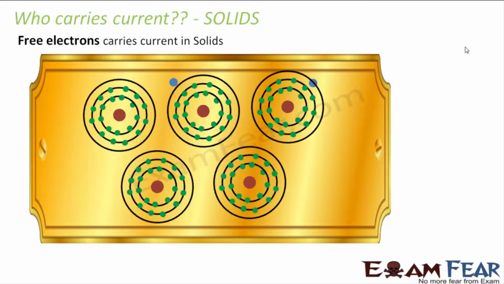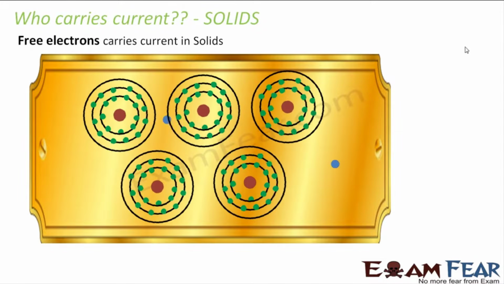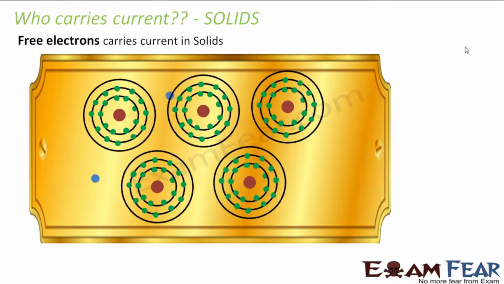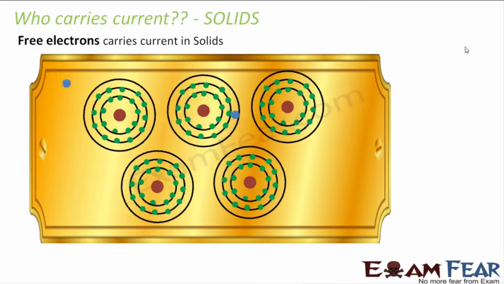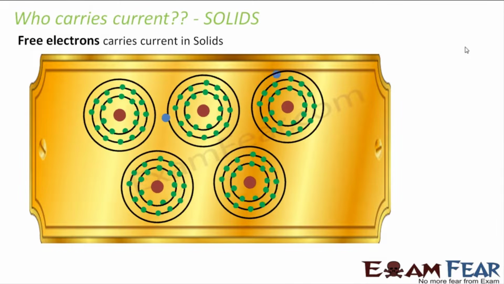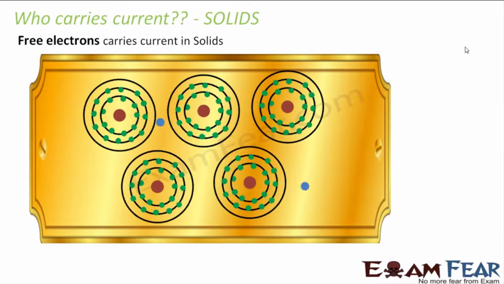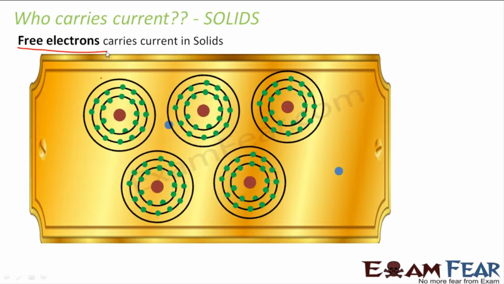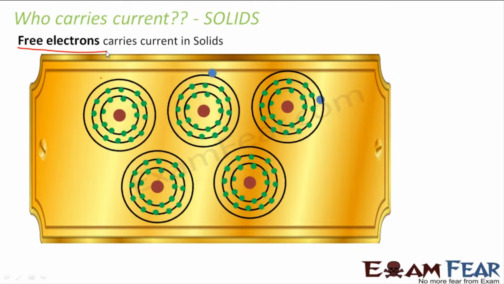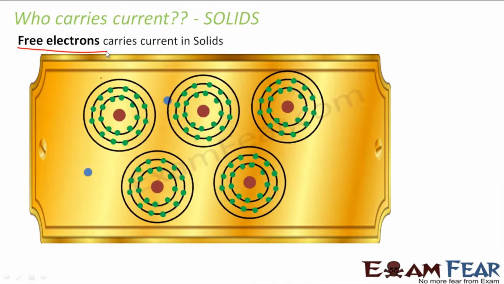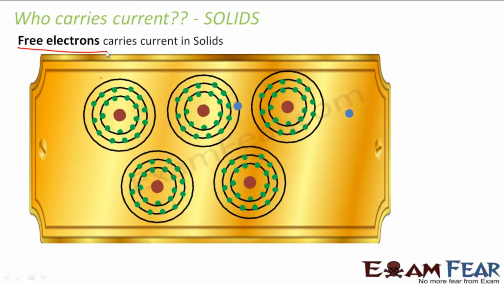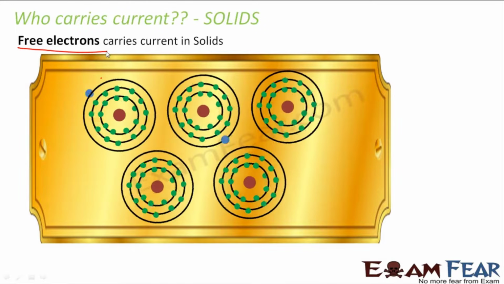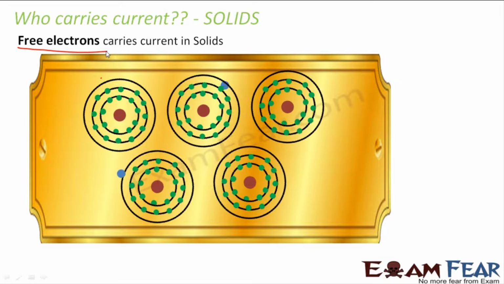Now if we talk about solids, what happens in case of solids? In solids we have free electrons present in their outermost shell which carry currents. What are these free electrons? If you look at your chemistry classes, you would have studied about the electronic configuration of various elements, right? So you would see that in case of metals, their electronic configuration is such that they have electrons in their valence shell, which are known as valence electrons.